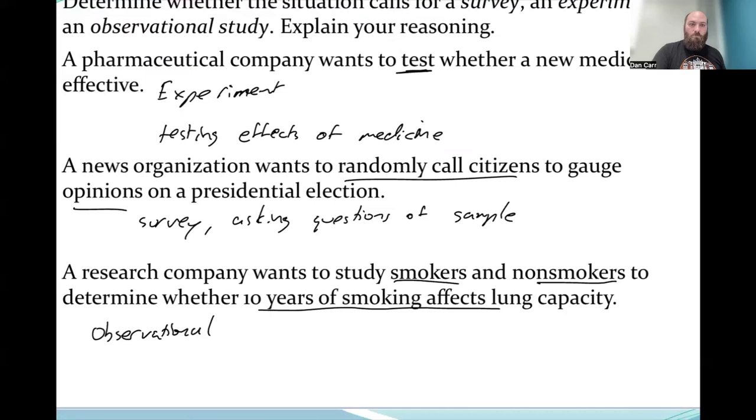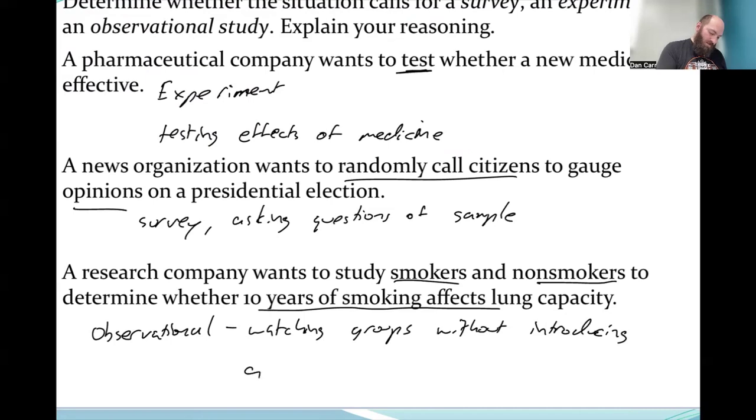Oops, sorry about that. Yeah, so observational, because we're watching groups without introducing a new effect. Okay.